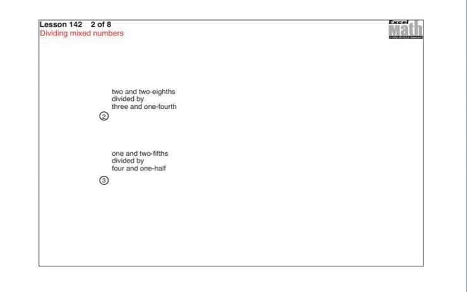Okay, let's do number 2 together. 2 2/8 divided by 3 1/4. So everybody on your paper write 2 2/8 divided by 3 1/4. Okay, the first thing we're going to do is change these into improper fractions. But before we do that, do you notice that one of these fractions can be simplified? You probably want to simplify it before you start doing the problem.